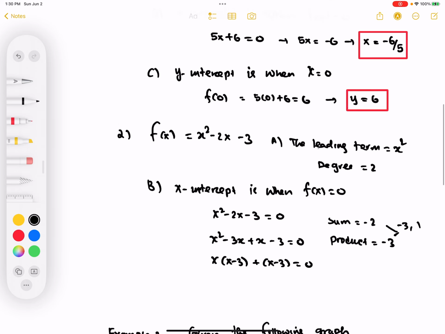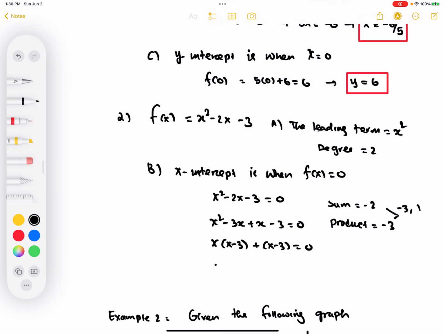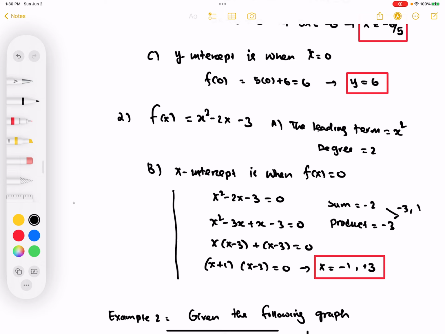Remember the method of finding the factor of a polynomial. So this is x plus 1, x minus 3 is 0, so that x is equal to negative 1 and positive 3. This is the x-intercept. Now let's do C, the y-intercept.